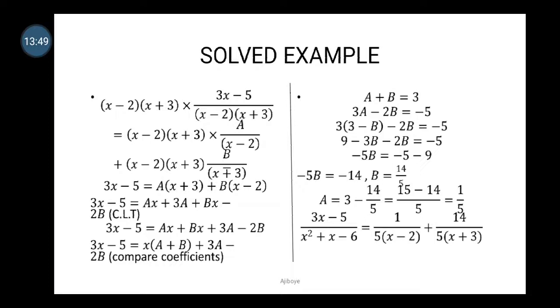You can check and confirm that if you combine the two simple fractions, that is 1 over 5 open bracket x minus 2 close bracket plus 14 over 5 open bracket x plus 3 close bracket, you will get the complex fraction on the left hand side. You can confirm. I would even urge you to confirm.